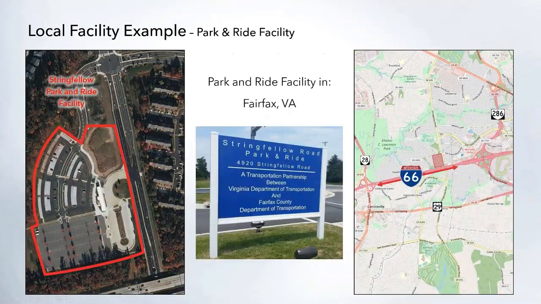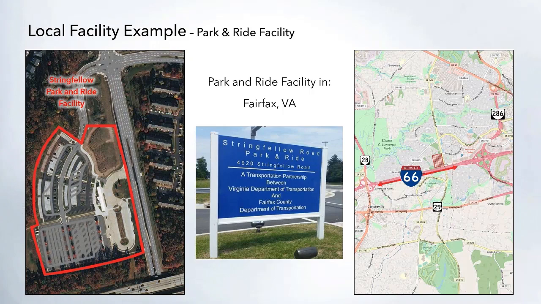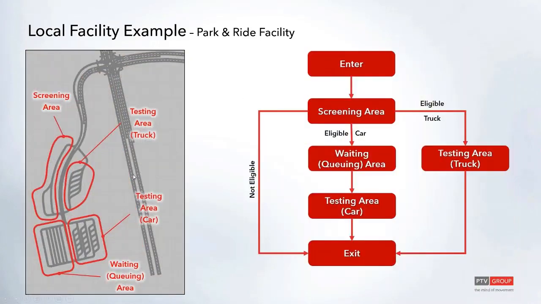All right, so now let's take a look at the second example. In this case, we're just using a park and ride facility. And here's what it looks like here in Vissim. So all the vehicles will enter the area and go to this initial screening area. If vehicles don't need to be tested, they can then go ahead and exit.